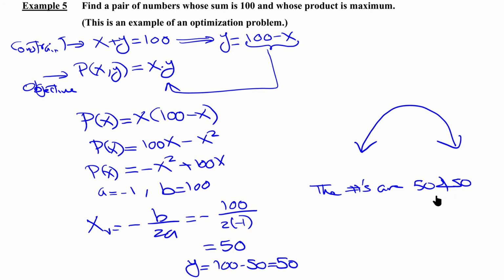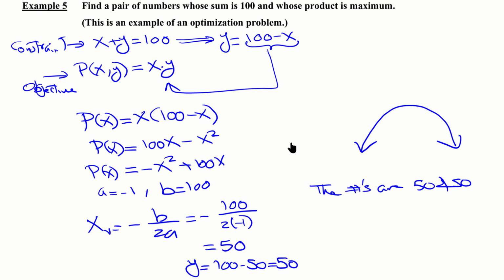So think about it. You can try any combination you want. Like let's say take 80 and 20. That would give you a product of what? 1600. Take 90 and 10. That'll give you what? 900. Take 60 and 40. You're getting closer, right? You get 2400. But notice this, 50 times 50 is 2500.